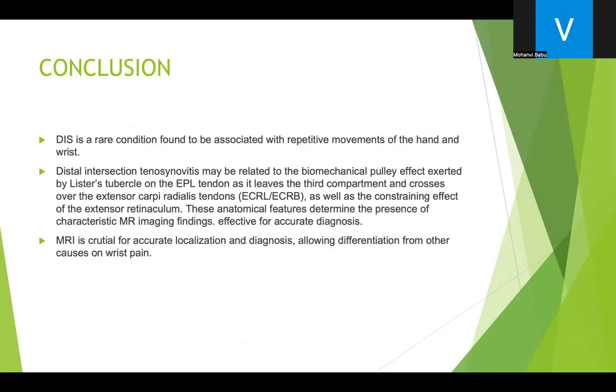Conclusion: distal intersection syndrome is a rare condition associated with repetitive movements of the hands and wrists. Distal intersection tenosynovitis may be related to a biomechanical pulley effect extensively distal to the Lister's tubercle on the extensor pollicis longus tendon, as it leaves the third compartment and crosses over the extensor carpi radialis tendons, as well as the constraining effect of the extensor retinaculum. These anatomical features determine the presence of characteristic MRI findings effective for diagnosis.